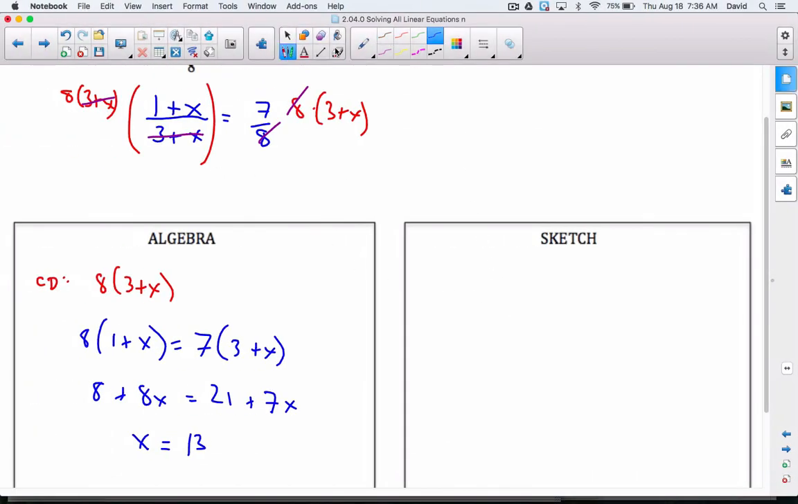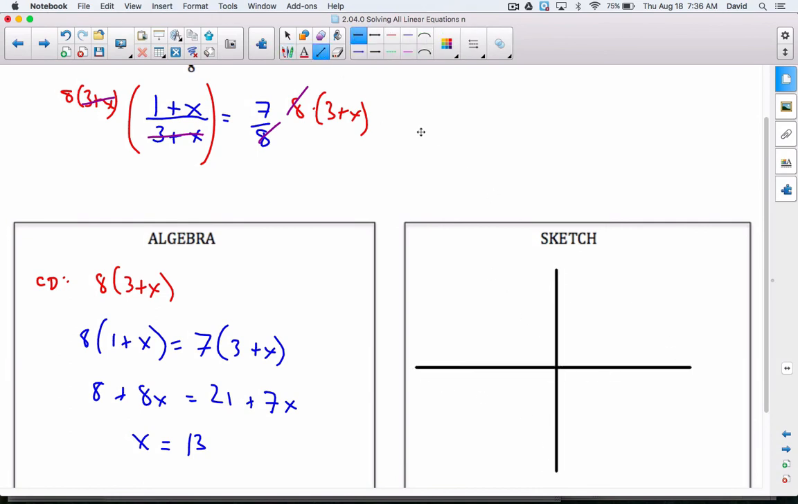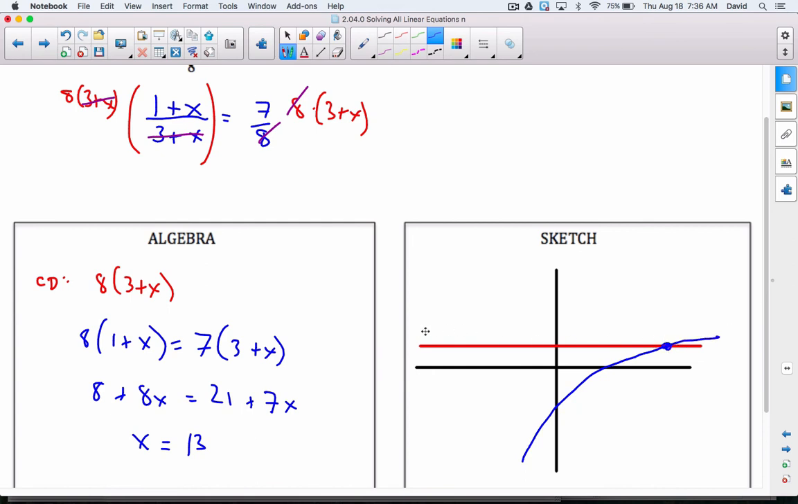And so if I make my quick sketch of that, here, we'll make this 7/8. And we'll do a curve around, and I know it's doing this kind of a thing, and then this part of a thing, and this is 13, 7/8. And so x is equal to 13. That's my answer. This is y is equal to 7/8, and this is y is equal to 1 plus x over 3 plus x. So there is the sketch of the scenario.